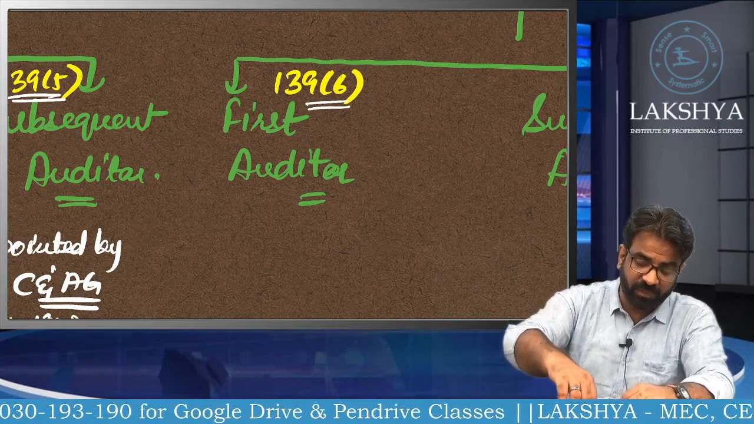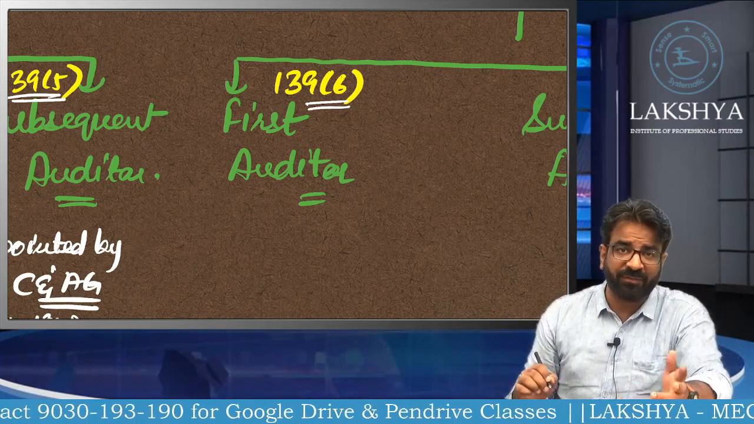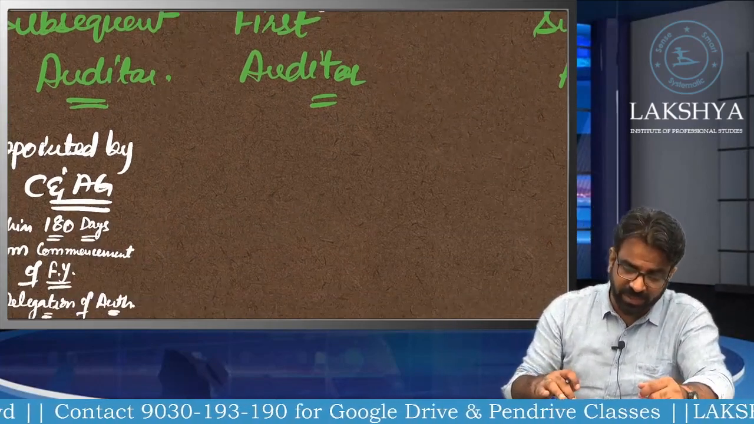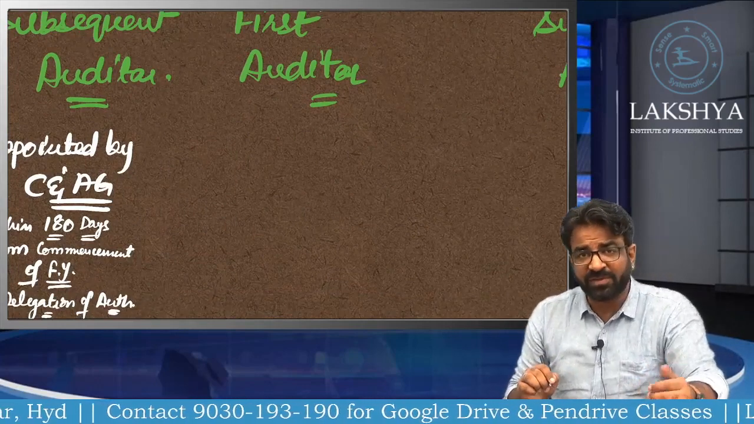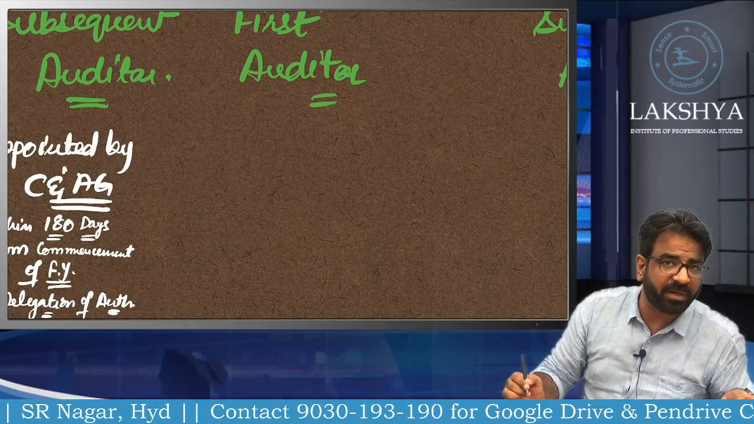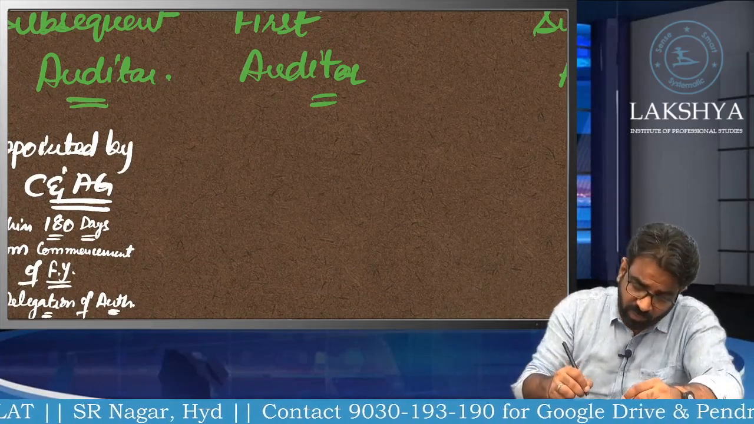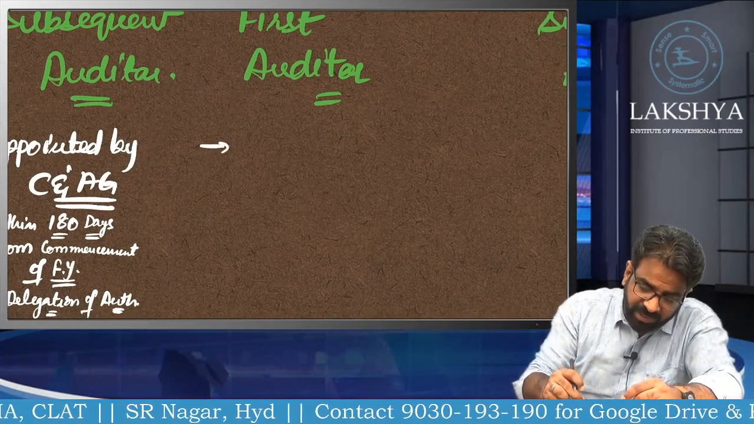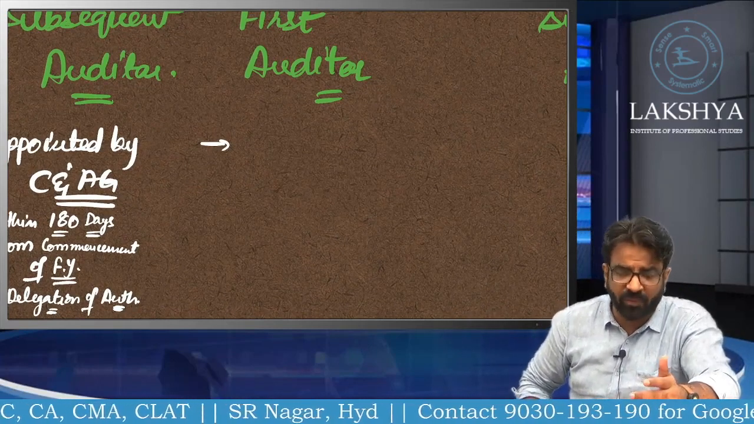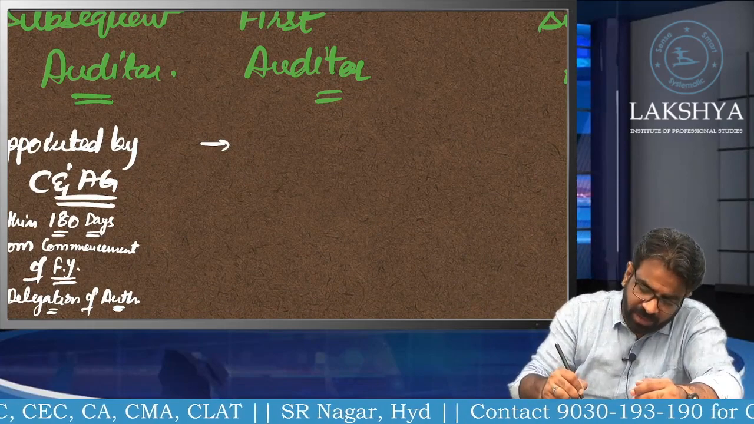So which auditor are we doing? First auditor of which company? Non-government company. Section number 139 subsection 6. First auditor means the auditor who is going to do the audit for the newly incorporated company for the first time. So who is going to appoint? Is it a government company or non-government company? It's a non-government company. So obviously C and AG will not participate.